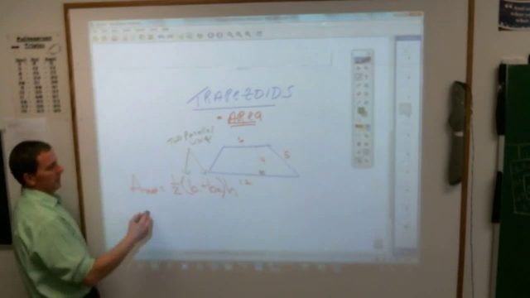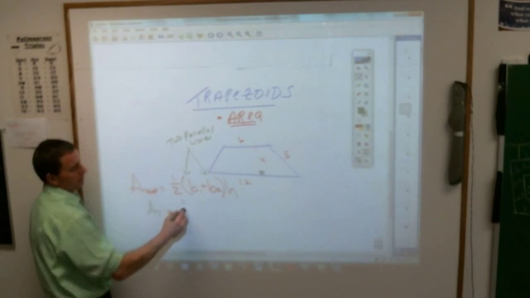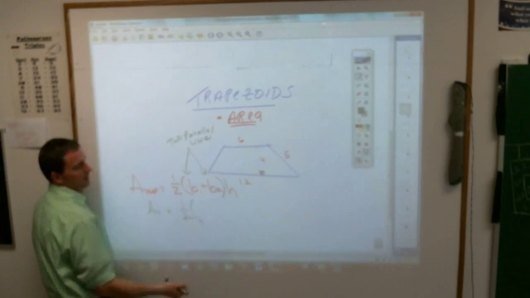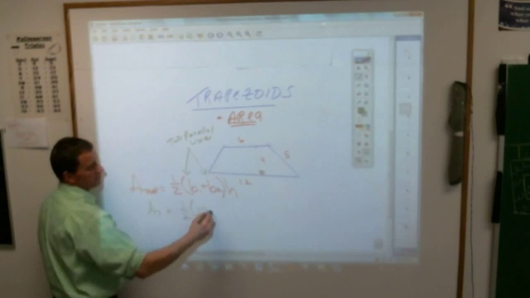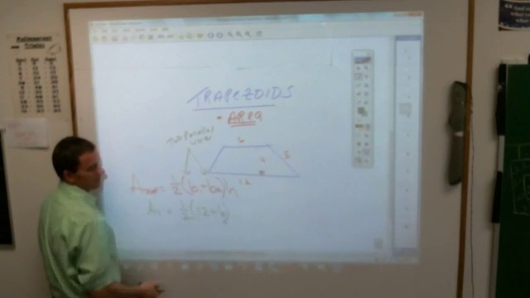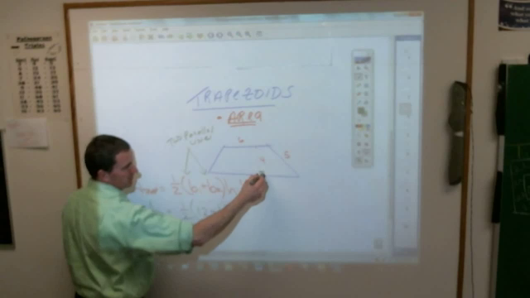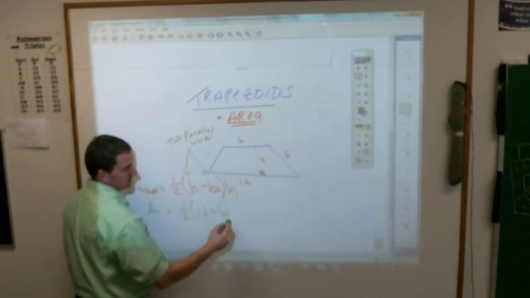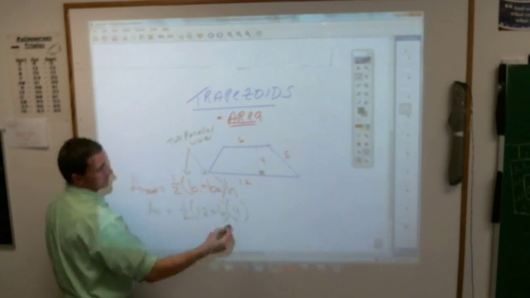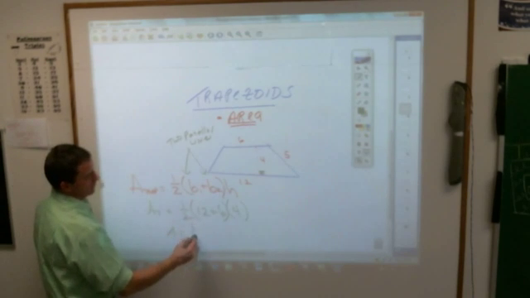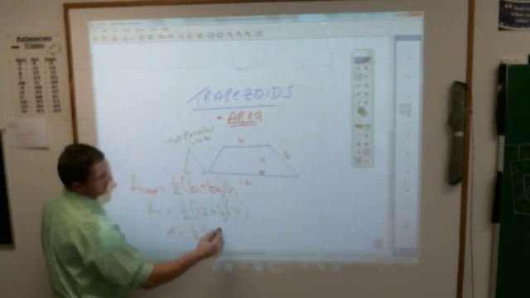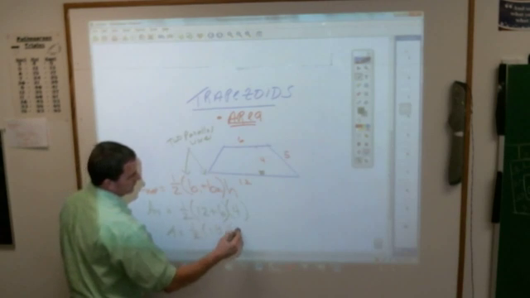So filling in the blanks here, area of the trapezoid is 1/2 of, it doesn't matter which one you call base 1, base 2, they're interchangeable, 12 plus 6 times the height, which has to be the line that forms the right angle with the bases, 4. So area equals 1/2 of 18 times 4.